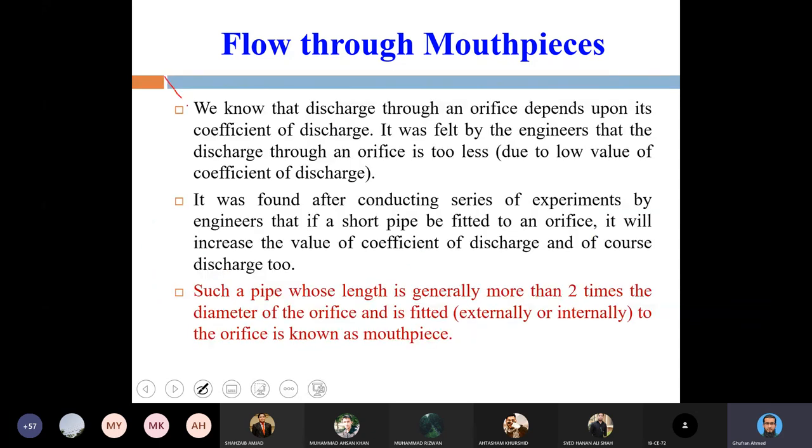और दूसरा, we know that discharge of an orifice depends upon its coefficient of discharge. It was observed by the engineers that the discharge of an orifice is too less due to low value of coefficient of discharge. It was found after conducting a series of experiments by engineers that if a short pipe is fitted to an orifice, it will increase the value of coefficient of discharge and, of course, discharge too. Such a pipe whose length is generally more than 2 times the diameter of an orifice and is fitted externally or internally to the orifice is known as a mouthpiece. Okay.